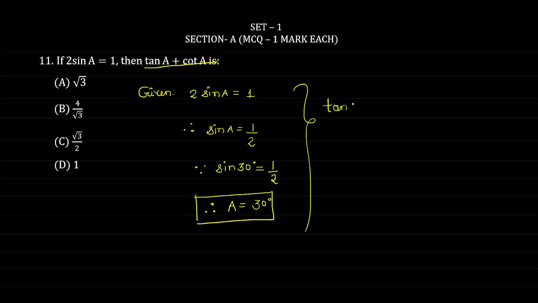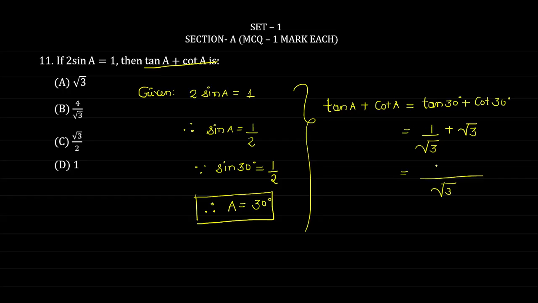We have to calculate tan A plus cot A, that is equal to tan 30 plus cot 30. The value of tan 30 is 1 by root 3 plus the reciprocal of this value, it is root 3. We'll take the LCM here and solve this. So this will be 1 plus root 3 multiplied by root 3, that will be 3. And the answer we are getting is 4 by root 3. So we have that in option number B. That means option B is the correct answer for this question. Let's see the next question.